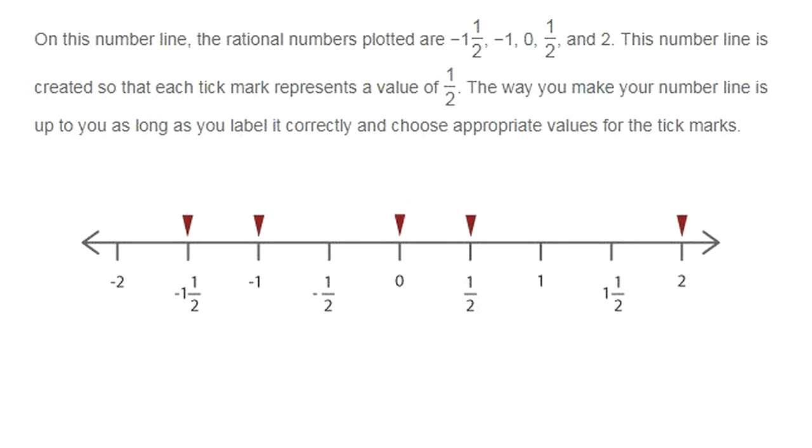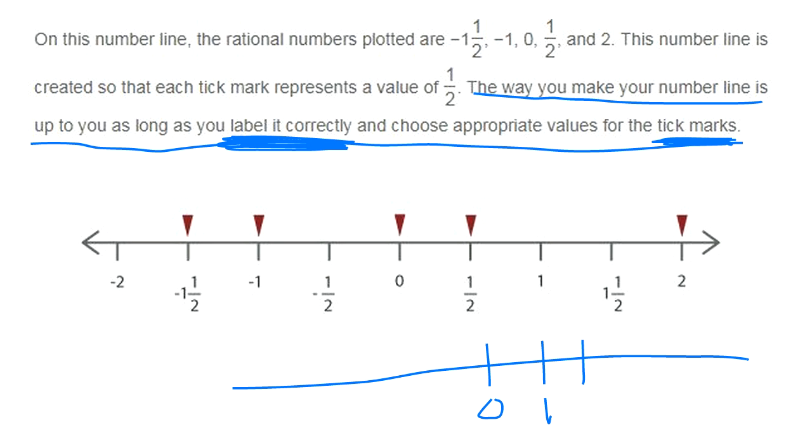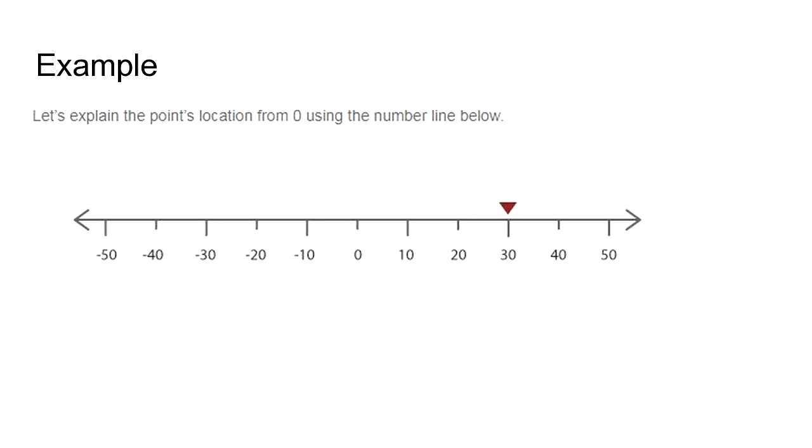So this isn't really a question. This is just to show you that there's lots of different ways to make a number line, but you want to make sure that you stay consistent with your tick marks and that you label it correctly. Okay? Sometimes we have tick marks that have 0, and then we just do 1, 2, 3. That might be a common number line that you've seen in the past, but this is showing us that we can have half tick marks. And the other page that we were just on was showing us that we could even count by tens.